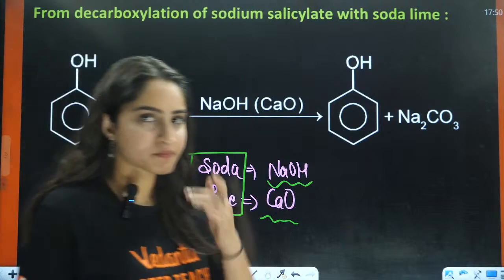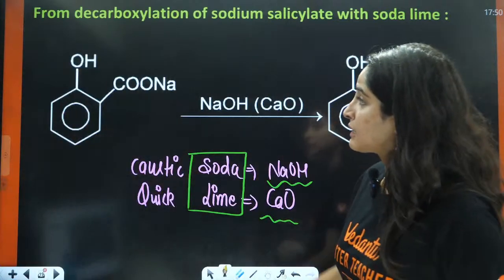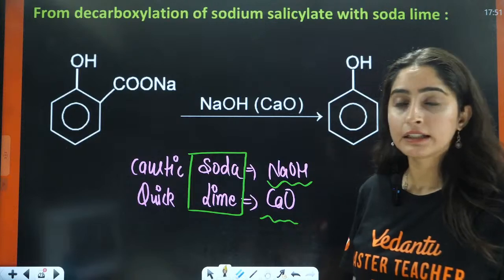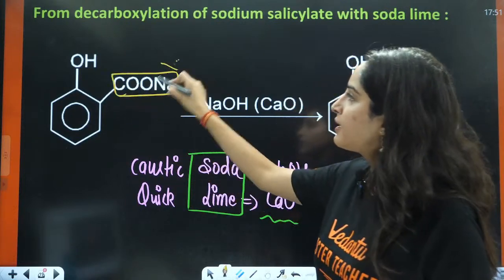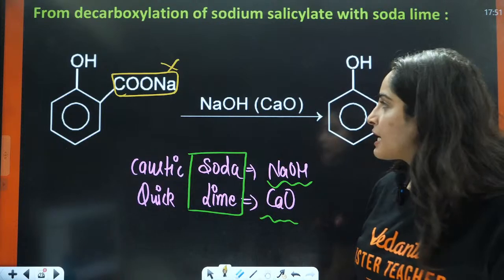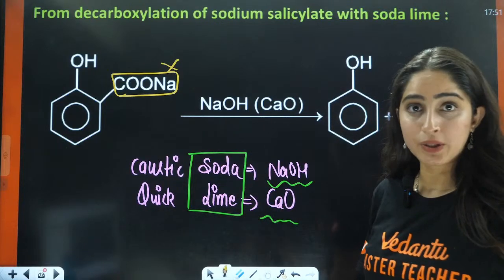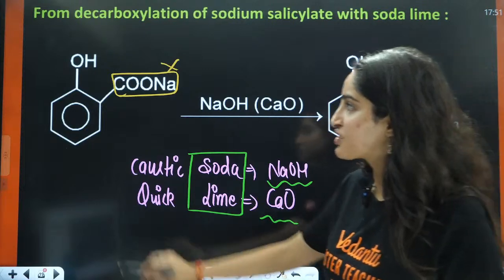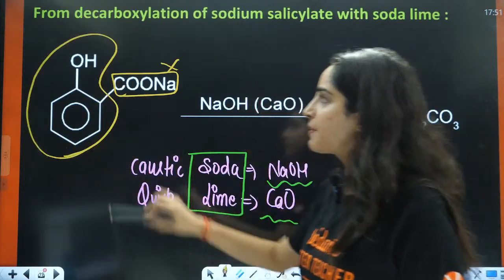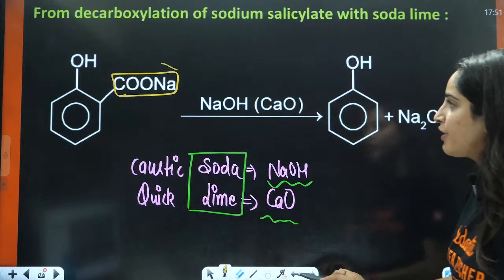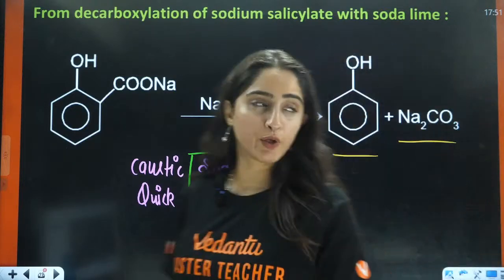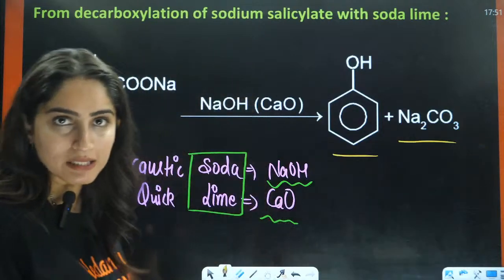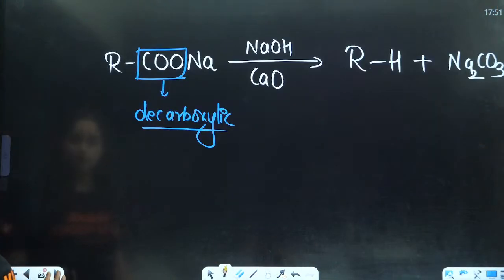Okay. Now, this is the reactant. I told you that the rest of the part will be liberated out. When you add NaOH and CaO, that is soda lime decarboxylation, and you will be left with this compound that is called your phenol. That is how you have the formation of phenol, and here you have Na2CO3. That is called the fourth step.